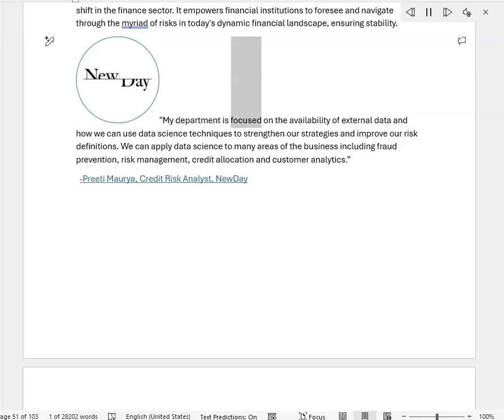My department is focused on the availability of external data and how we can use data science techniques to strengthen our strategies and improve our risk definitions. We can apply data science to many areas of the business including fraud prevention, risk management, credit allocation, and customer analytics. Preeti Maurya, Credit Risk Analyst, New Day.